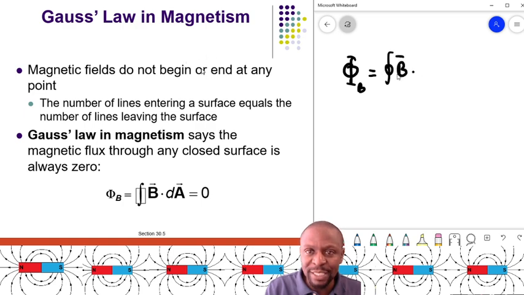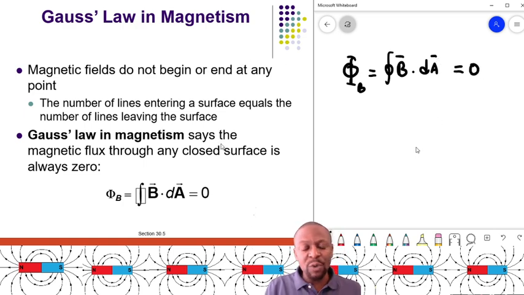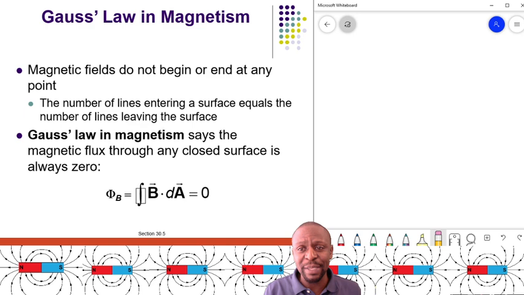That's why I'm putting a circle on that integral: the closed-surface integral of B dot dA is always equal to zero. That is because we don't have a monopole, as I said in the previous chapter. As a result, that is just going to be zero. Otherwise, if we had a monopole, it would be given by something.